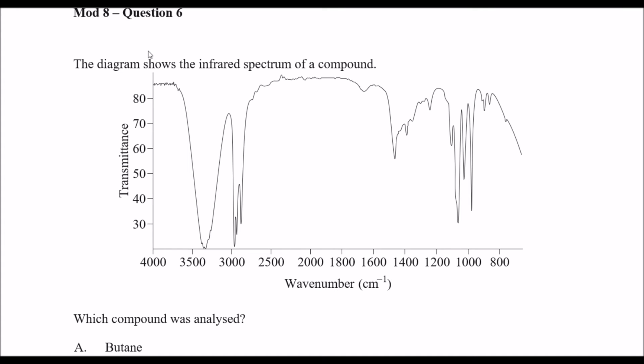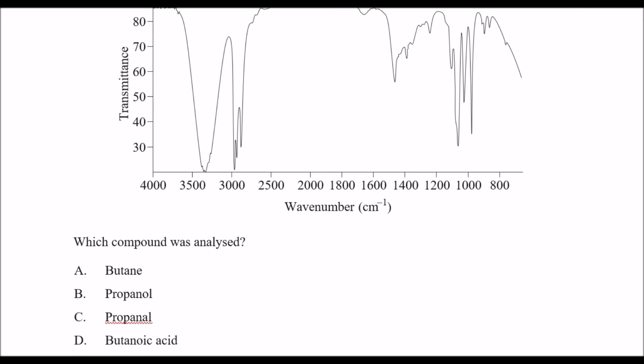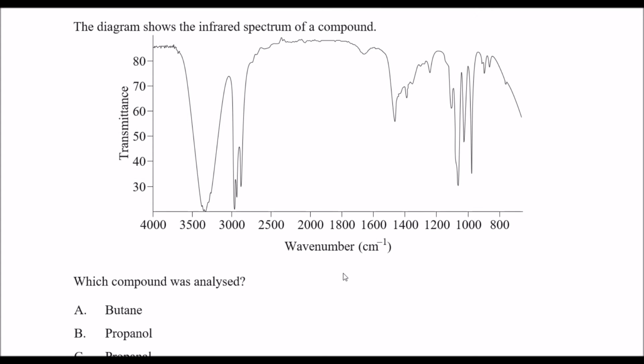All right, question 6, it says the diagram shows the infrared spectrum of a particular compound. Which compound was analyzed? Was it butane, propanol, propanol, or propanol, or butanoic acid? So you need to grab out your data sheet, which has all the values for the infrared functional groups, and then we'll go from there.